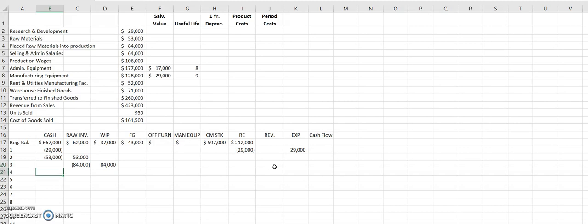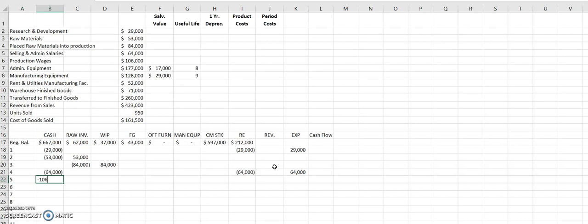Transaction 4, we paid $64,000 for salaries of our selling and administrative employees. So we paid cash for an expense for our selling and administrative folks. So that would be a period cost. So it's going to also reduce our retained earnings, just like our research and development costs. And again, our expenses are going up by $64,000.